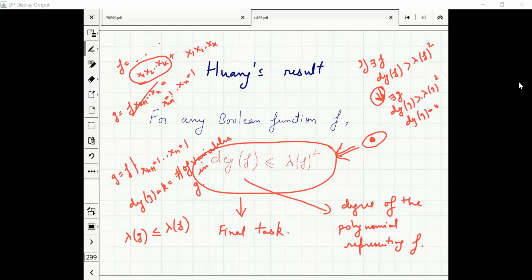When you restrict your function, you are getting a subgraph of the previous graph. So this is again an exercise, you can see that. When you restrict your function, your lambda decreases. So that means if degree of f was more than lambda f square, now lambda g is less than lambda f square, and degree g is equal to degree of f, then this condition has to be satisfied.